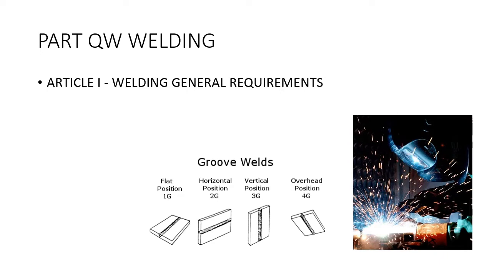Article 1, welding general requirements. Like I've said, kind of a rehash: this is setting the table so that we can have the vocabulary and understanding when we go into Articles 2 and 3, how to qualify weld procedures, procedure qualification records, and to qualify welders. So that's what we're doing in this part of QW in Article 1.